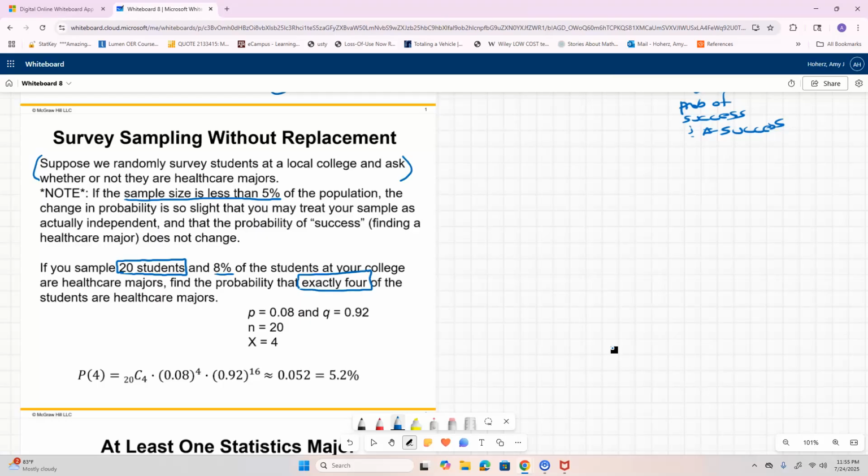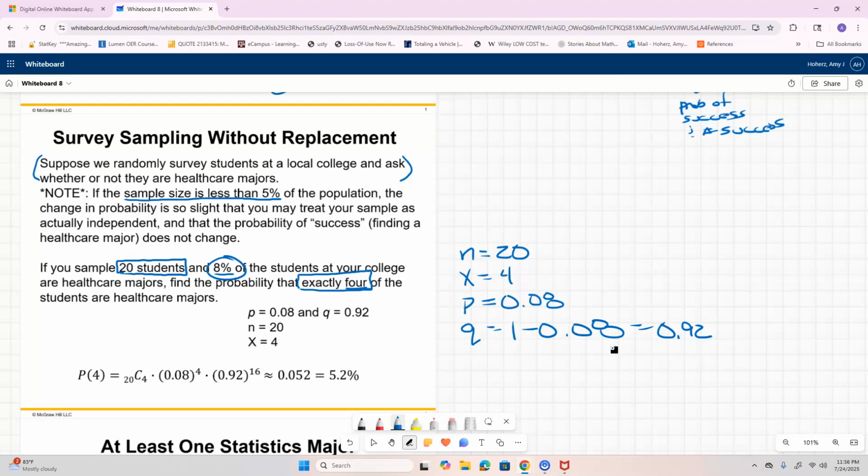So let's find all our bits and pieces. I actually like to do n and x first. So n is 20. That's how many trials we're going to do. X is how many successes we want. And in this case, it said we want 4 successes. And then the probability of a success, they said 8% of the students are healthcare majors. So we have an 8% probability of choosing somebody who's a healthcare major. And then the q is always the leftover amount. So 1 minus 0.08. Or if you think about it as a percentage, that's 8%. That would leave 92% behind. So 0.92.